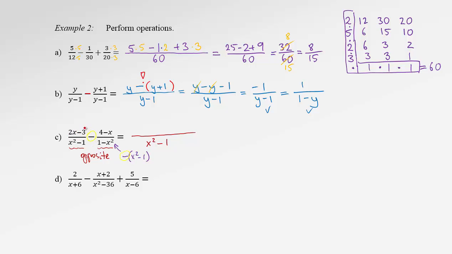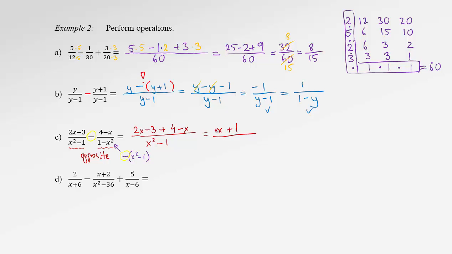So let's rewrite the first numerator. It will be 2x minus 3. There is no change here. And then these two signs will make it positive. And then copy the second numerator, 4 minus x. Now we need to collect like terms. 2x minus x is 1x, 4 minus 3 is plus 1.